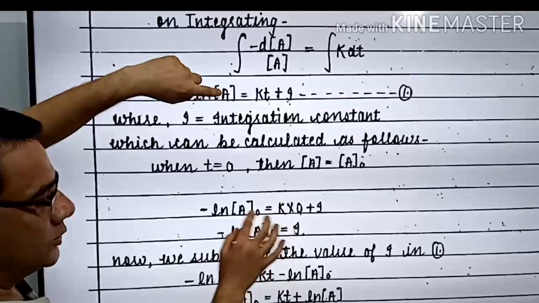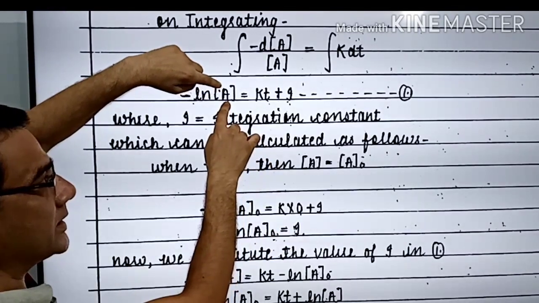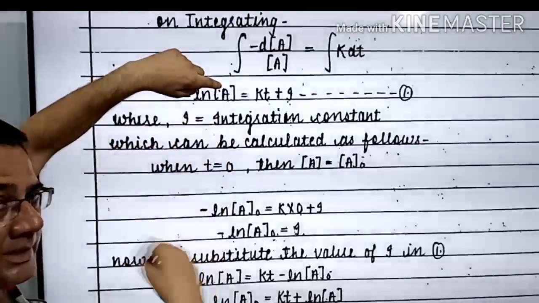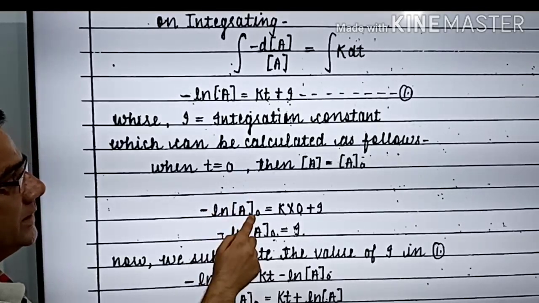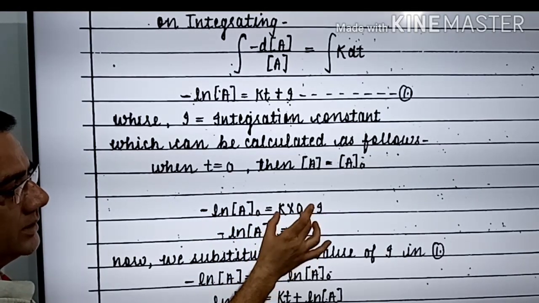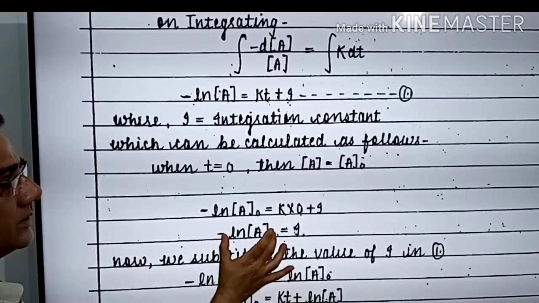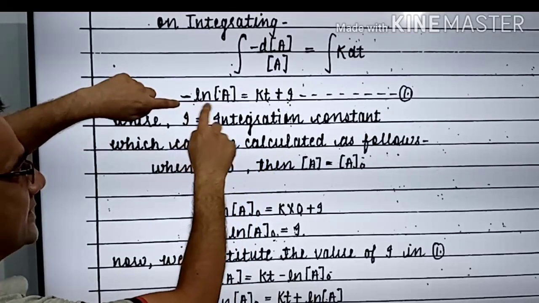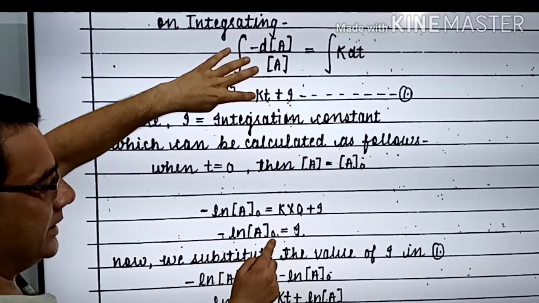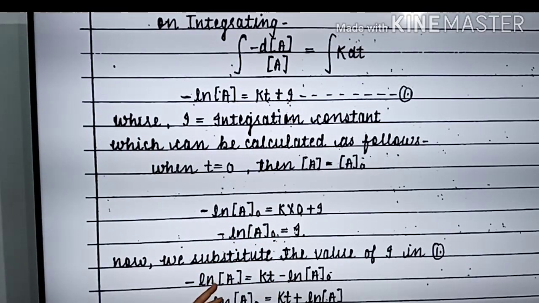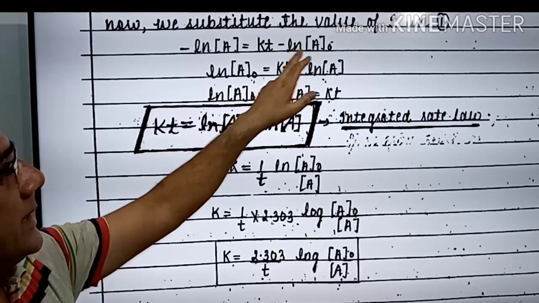When time is 0, this A becomes A initial. Again I am telling you, this is the initial concentration of the reactant A, and this is the concentration of reactant A at any time t after starting the reaction. So minus ln A initial is equal to K into 0 plus I. This becomes 0. So I is equal to minus ln A initial. This value of I we put here, then what you get: minus ln A is equal to Kt, and then in place of I we put minus ln A initial, you will get this expression. See, minus ln A is equal to Kt minus ln A initial.